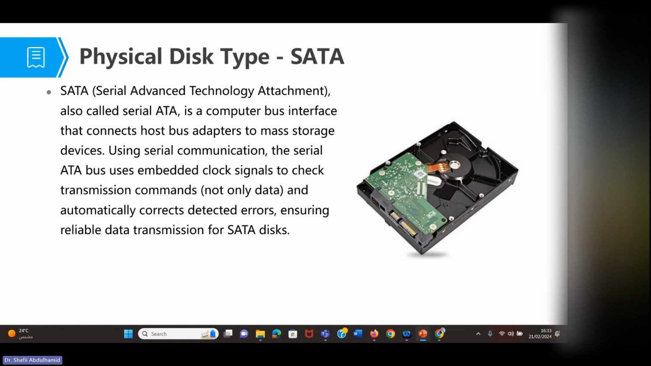Parallel ATA had some issues related to errors, and how it corrects errors when they occur. Therefore, it became a very non-reliable disk. So they created serial. You can see from the name, it's called either serial or parallel. But now, mostly we only talk about the SATA disk, which is the serial ATA. So I try to bring out the important information that you need to know about this.